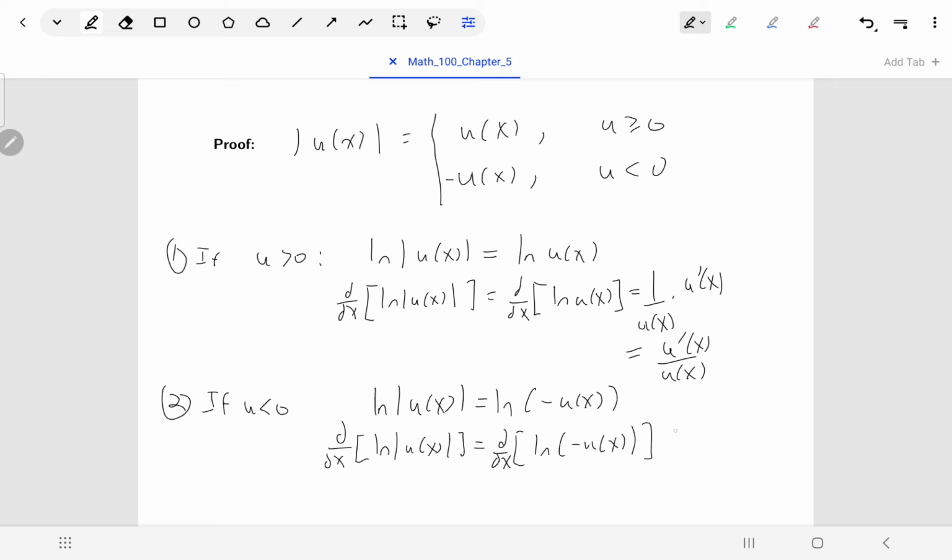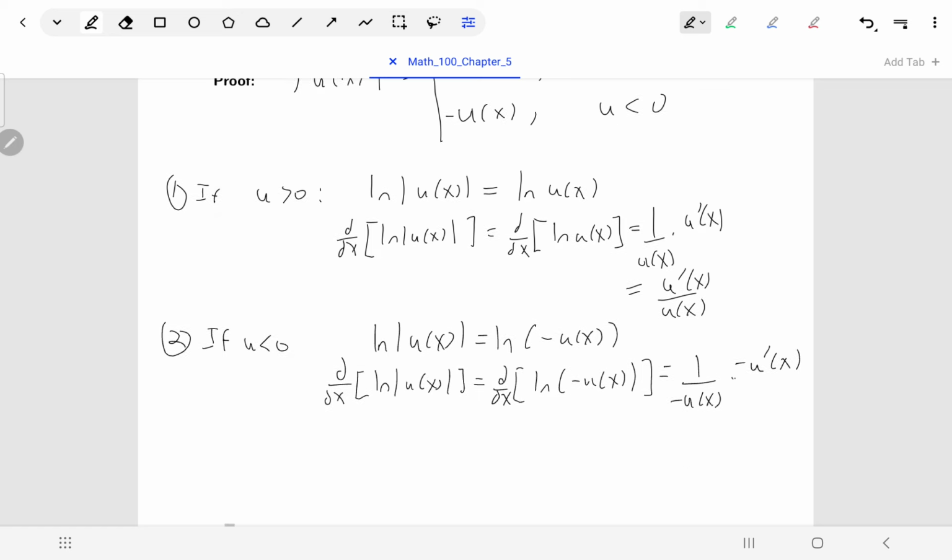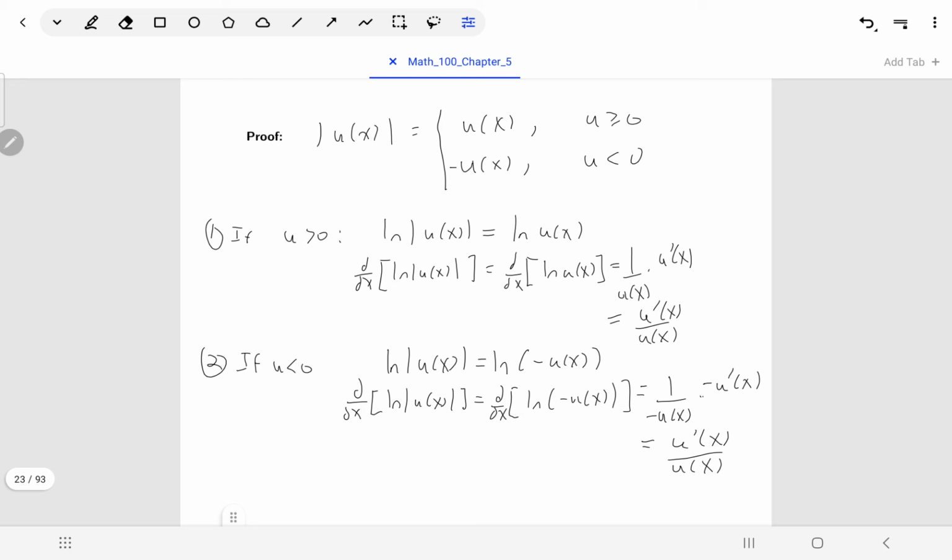And then I'm just going to use chain rule here and say, well, it would be 1 over the negative u of x, and the derivative of negative u of x would be negative u prime of x. And of course, the negatives would cancel out just lovely, meaning that at the very end of it all, I get exactly the same derivative. I get u prime over u. So that's basically the end of our proof. It really doesn't matter if we're talking about positive values of u or negative values of u. In either case, the derivative of natural log of absolute value of u of x was just u prime over u.